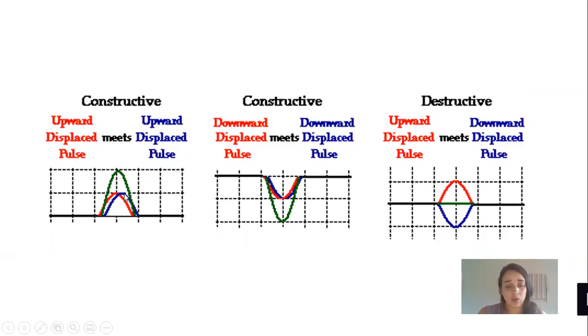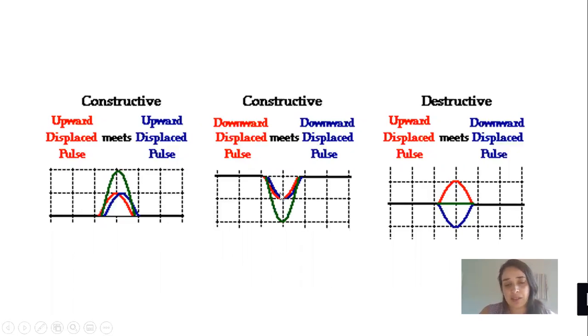When you have two pulses that come together and have upward displacement, they add up. So each amplitude adds up together. So then you'll have here, this is 1, then you end up with a 2 amplitude wave.